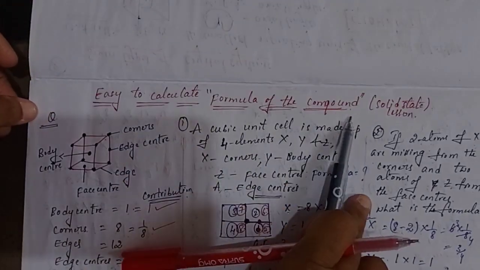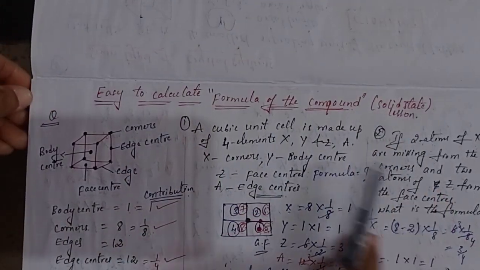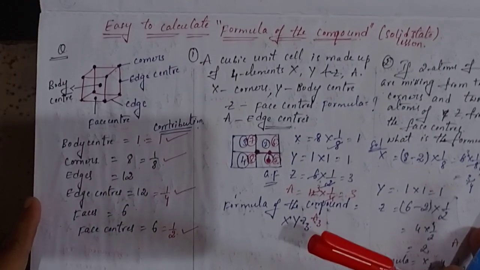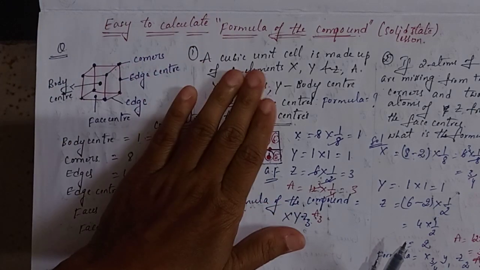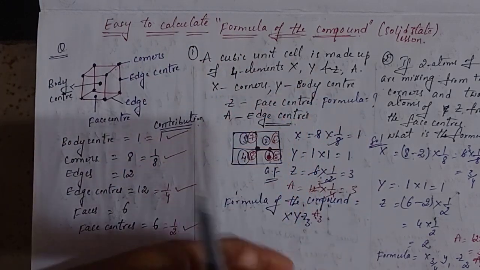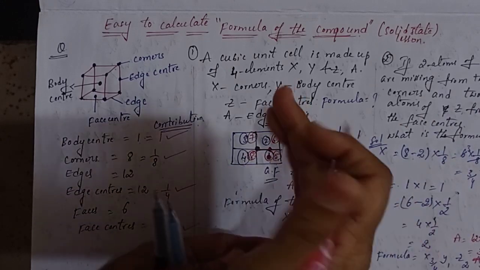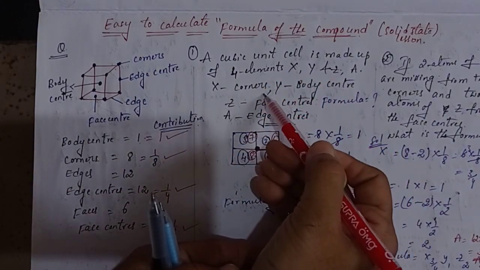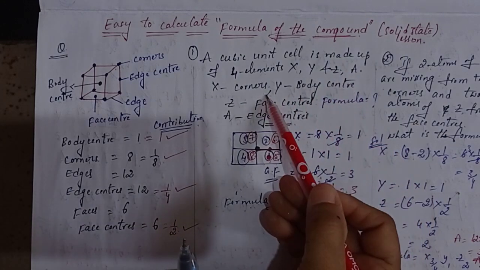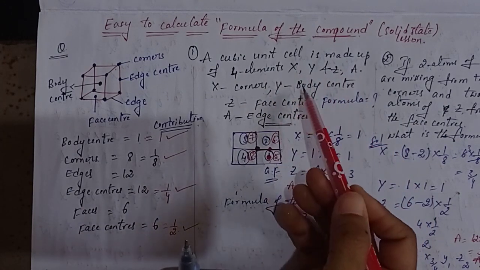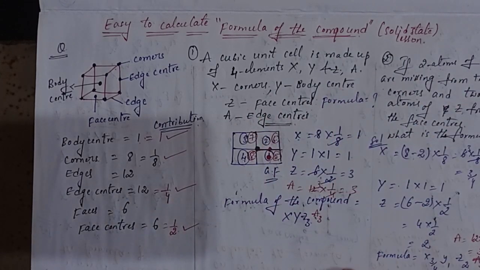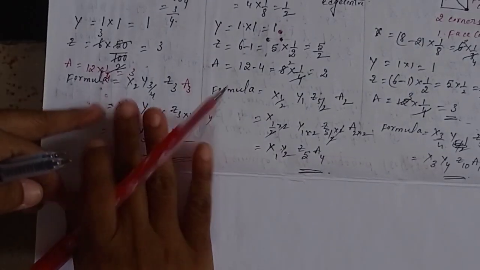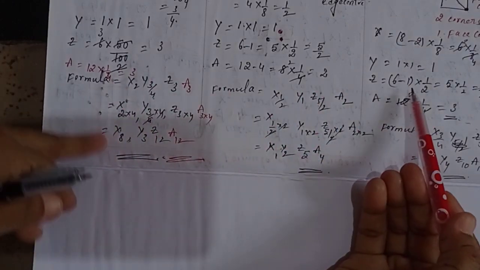So how to find the formula of the compound in the solid state lesson? Clear this one? How many in the cubic unit cell, what elements are there, what are their contributions, and how to find the formula of the compound in different ways, understanding in different model questions. X atoms are present at corners, Y is at the body center, Z is at the face centers. Clear? So these are all the problems. Please practice, students, then you can easily calculate these problems, you can easily understand.